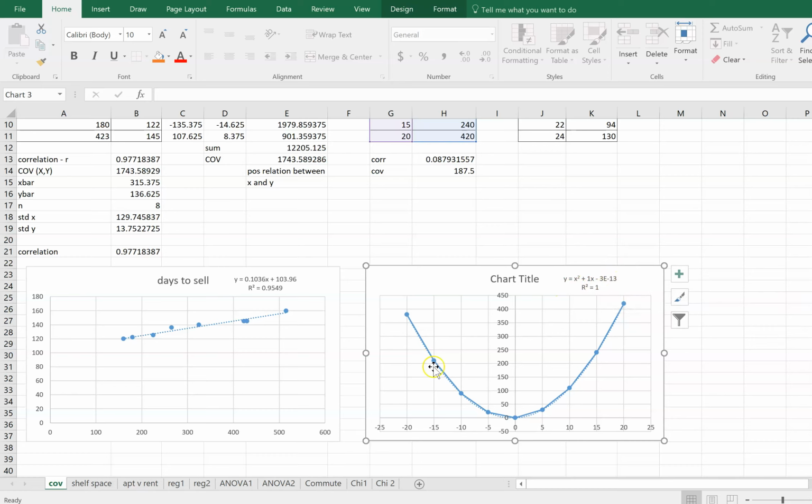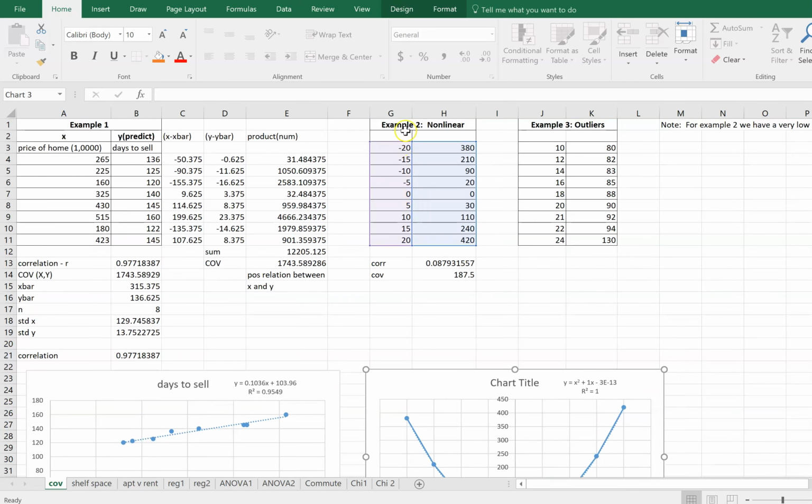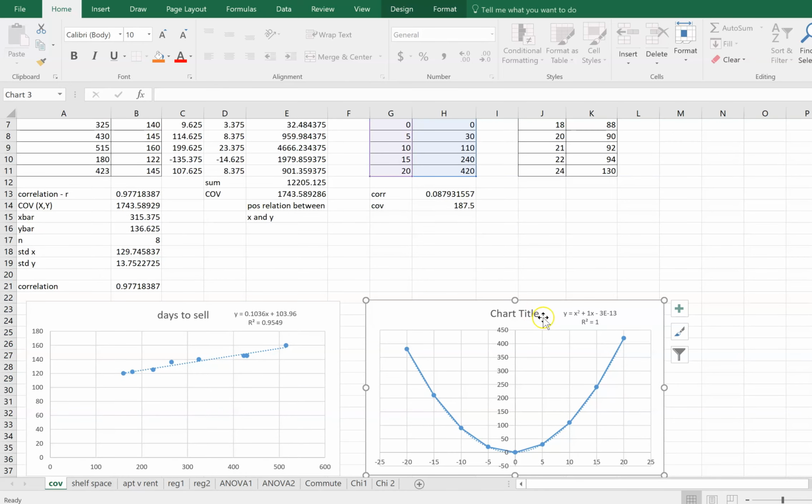Well, look, your prediction line is almost on top of this. And yes, I made this data up. I squared each number plus 1, okay? All right, so I knew the graph.